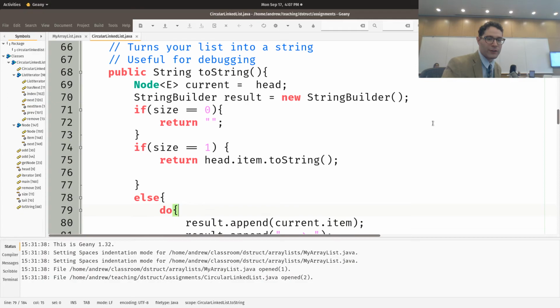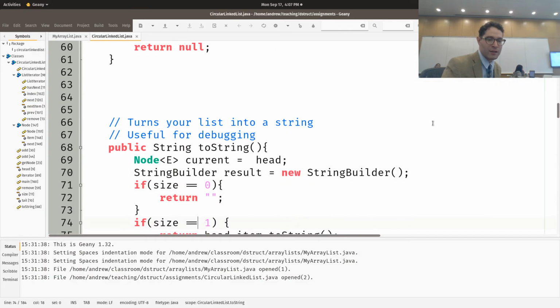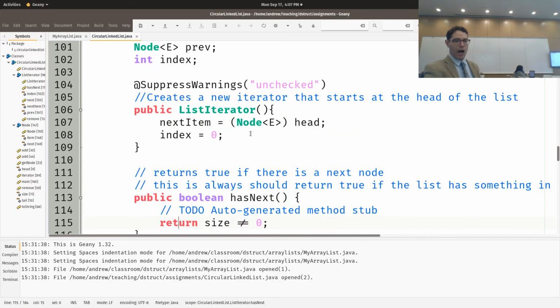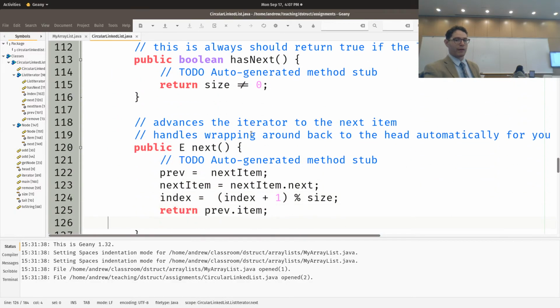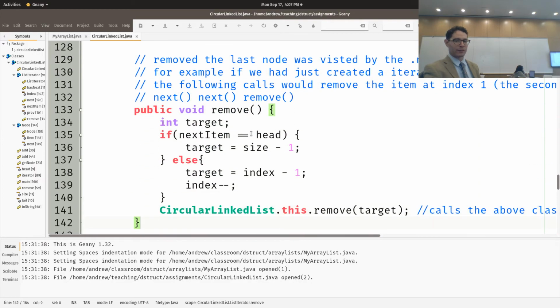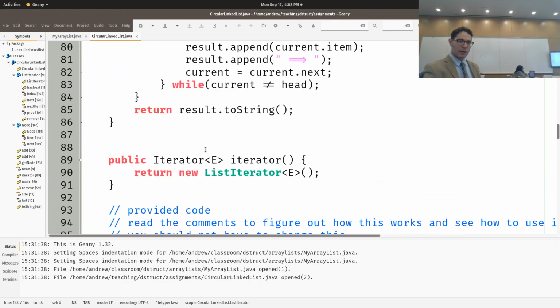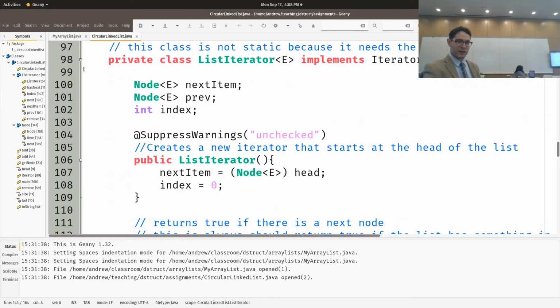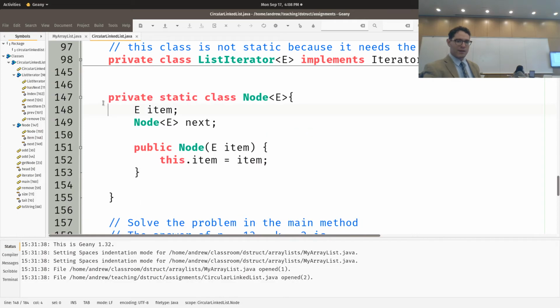I also give you something called an iterator, which allows you to loop through the entire circular linked list without having to worry about going out of bounds or remembering to go around it. This iterator handles it all for you. I would simply read how it works. It only has 3 methods in it. It's a private class inside of this class, and it makes the solution fairly easy.